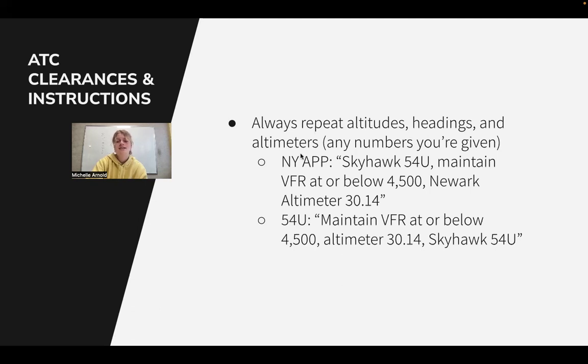Always repeat altitudes, headings, and altimeters. So pretty much any numbers you're given, you're gonna want to read back. But you don't necessarily need to read back the airport that they're giving you. So in this example, approach is saying Skyhawk 54 uniform, maintain VFR at or below 4,500, Newark, altimeter 3014. So in this, you're gonna repeat back all of the numbers, but you don't necessarily need to say like Newark. So you would say maintain VFR at or below 4,500, altimeter 3014, Skyhawk 54 uniform.